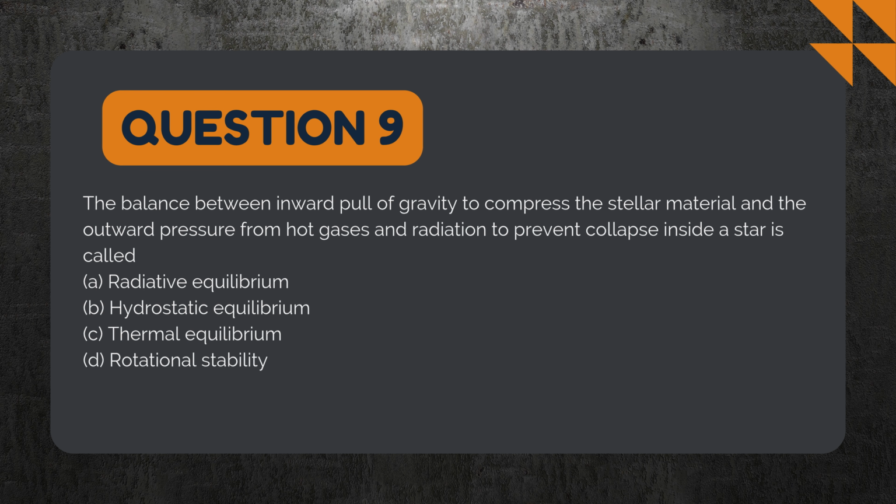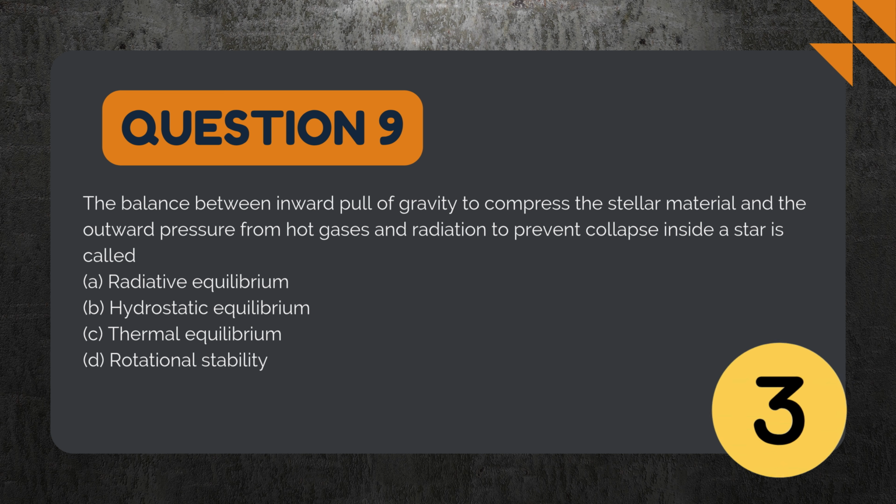Question 9. The balance between the inward pull of gravity to compress the stellar material and the outward pressure from hot gases and radiation to prevent collapse inside a star is called A. Radiative equilibrium, B. Hydrostatic equilibrium, C. Thermal equilibrium, D. Rotational stability.